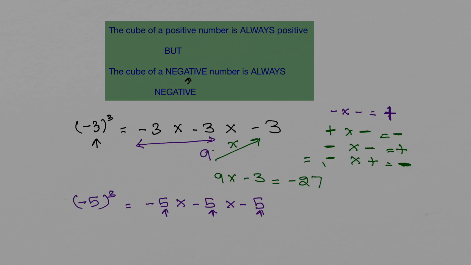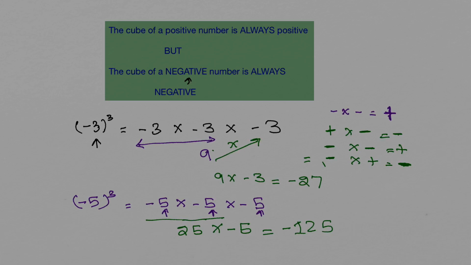Then minus 5 times minus 5 is 25, because when you multiply a negative number by a negative number, you end up getting a positive number. And then when we multiply 25 positive by negative 5, we get negative 125.